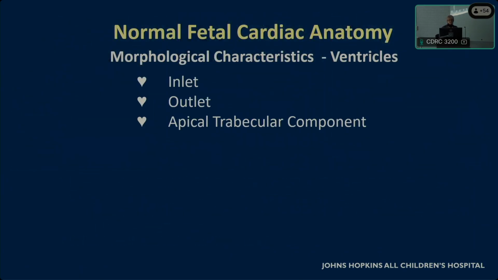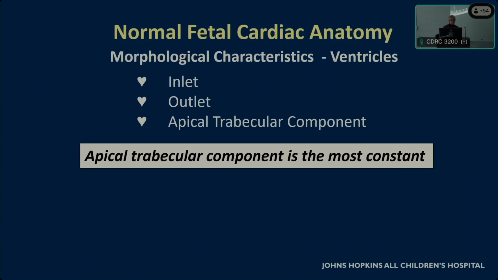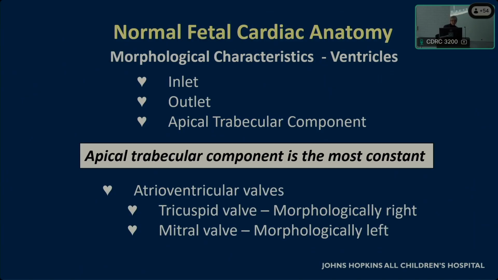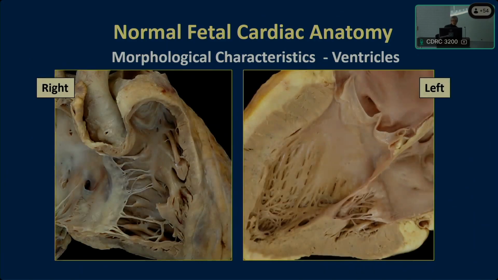So the ventricles, again, they have an inlet, an outlet, and an apical trabecular component, and the apical trabecular component is the most constant. The atrioventricular valves will go with their ventricles. The tricuspid valve is a morphologically right structure, and the mitral valve a morphologically left structure. So here we can see the comparison between the two ventricles.